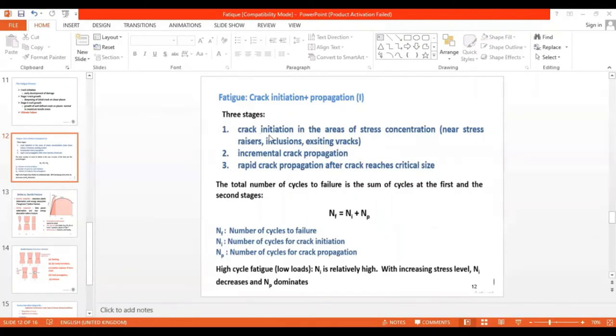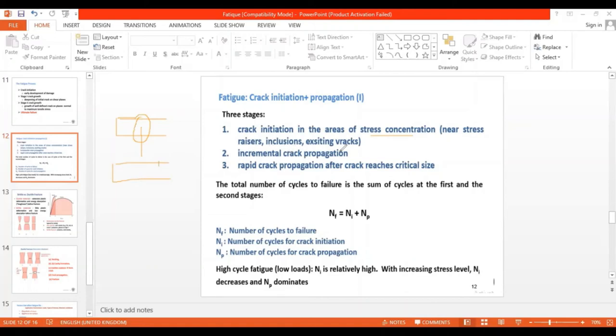The three stages. Crack initiation in the areas of stress concentration, near stress raisers, inclusions, existing cracks. That is not breaks, it is cracks, right? Incremental crack propagation. Rapid crack propagation after the crack reaches critical size. Crack initiation in the areas of stress concentration. Say for example, if you assume the weight will act in the middle of the object, this is the stress concentration region, right? Similarly, all structures have stress concentration regions. There, the crack will start to initiate.